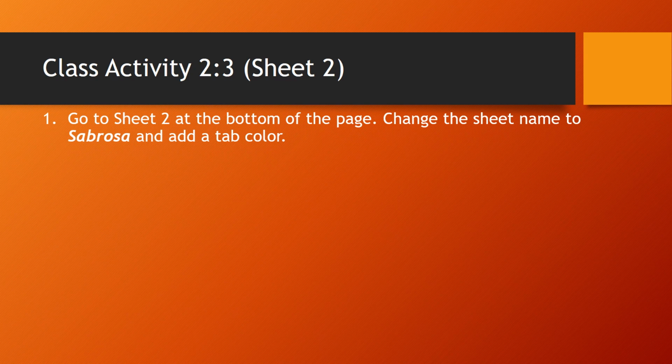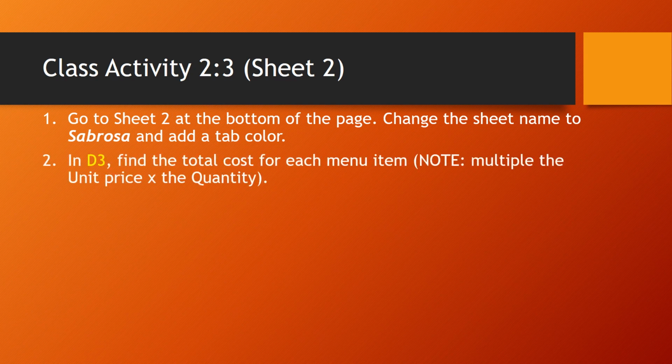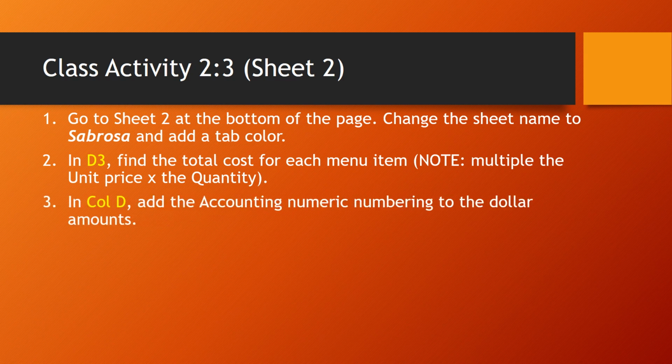Go to Sheet 1 at the bottom of the page. Change the sheet name to Subrosa and add a tab color. In D3, find the total cost for each menu item. Multiply the unit price times the quantity. In column D, add the accounting numeric format to the dollar amounts.